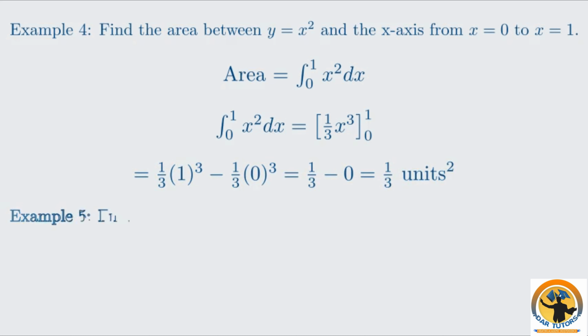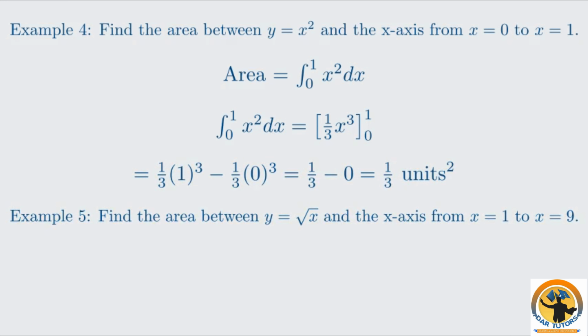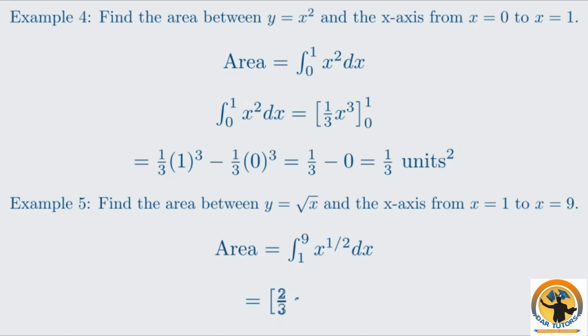Next, let's find the area between y equals the square root of x and the x-axis from x equals 1 to x equals 9. We write this as the integral from 1 to 9 of x to the power of 1/2 dx. The antiderivative of x to the power of 1/2 is x to the power of 3/2, divided by 3/2, which is 2/3 x to the power of 3/2. So we evaluate 2/3 x to the power of 3/2 from 1 to 9.